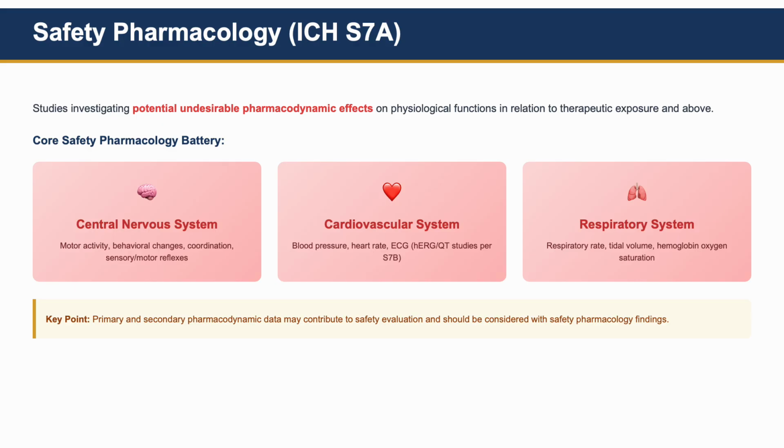Cardiovascular system studies examine blood pressure, heart rate, and electrocardiographic parameters, with specific attention to HERG channel inhibition and QT prolongation as outlined in ICH S7B. Respiratory system evaluations measure respiratory rate, tidal volume, and oxygen saturation.